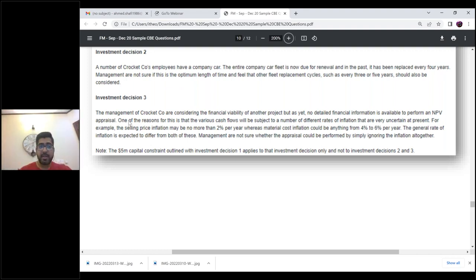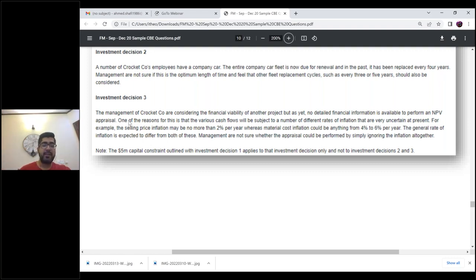Now, considering this investment decision three, read the first line. The management of Crockett are considering financial viability of another project, but no information is available to perform NPV. One of the reasons is that various cash flows will be subject to a number of different rates of inflation, which are uncertain. Selling price will be 2%, material cost 4 to 6%, general inflation will differ. Management are not sure whether appraisal could be performed.